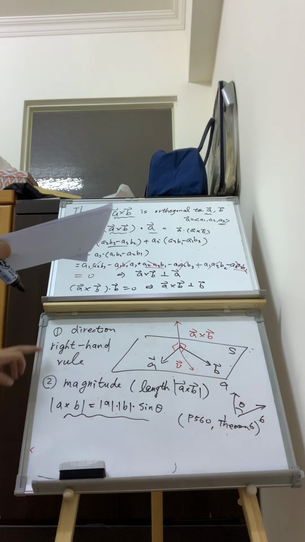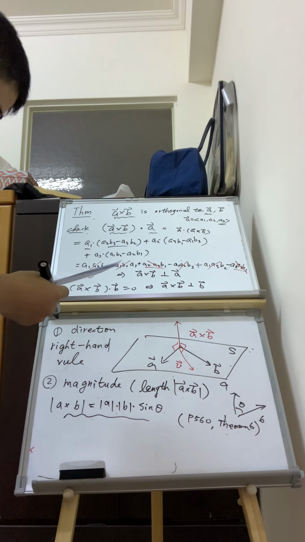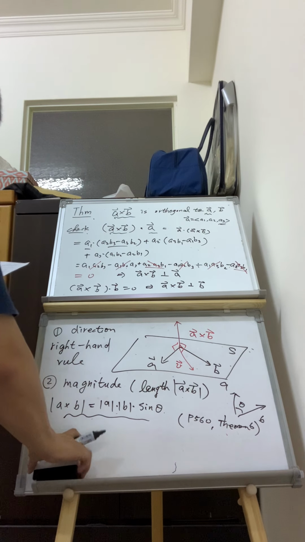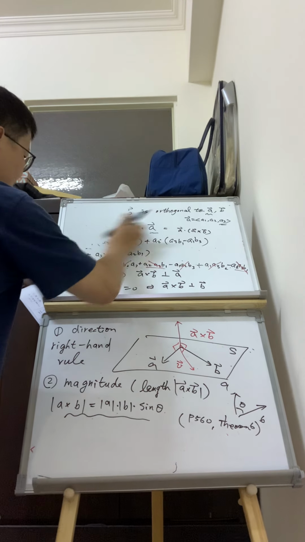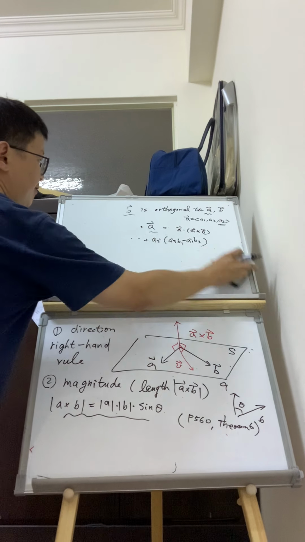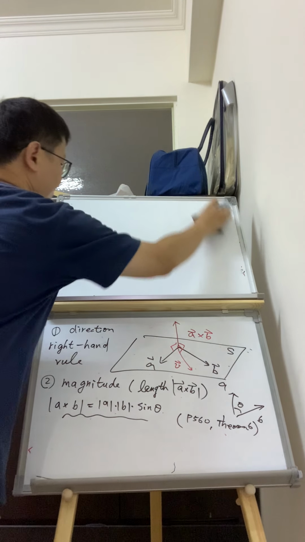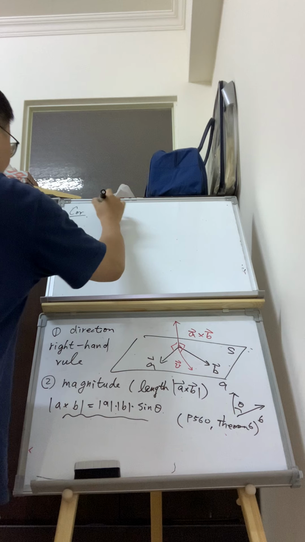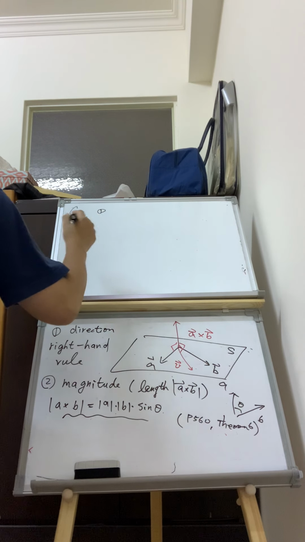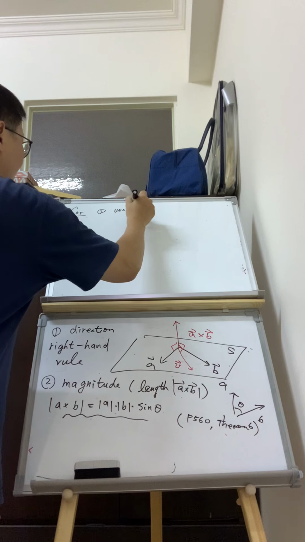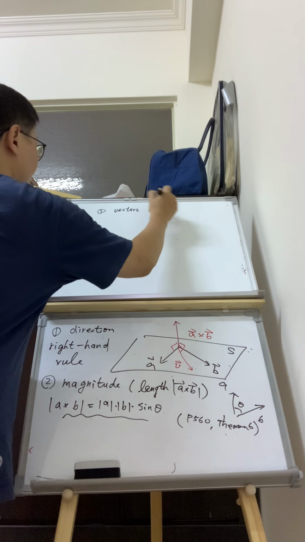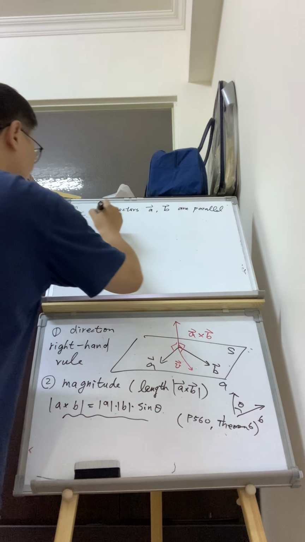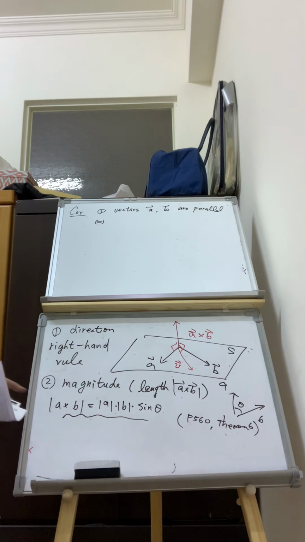So it's about the direction, it's about the magnitude. And so we have a quick corollary here. First one is the vectors. If we say two vectors A and B are parallel, then what can we say? Use this one, magnitude.